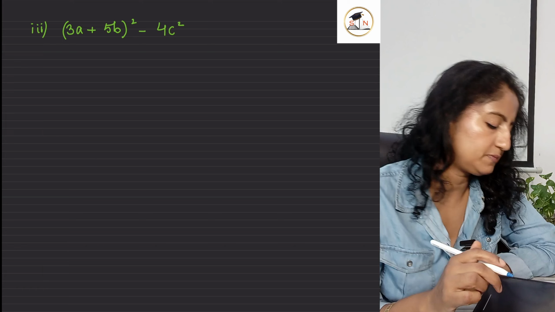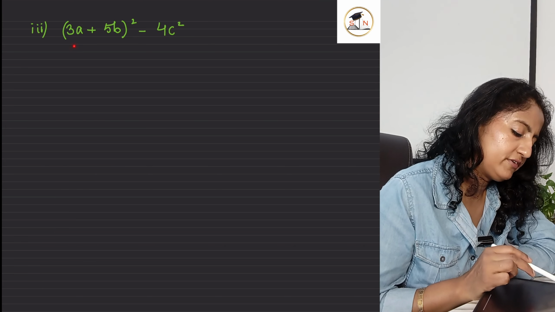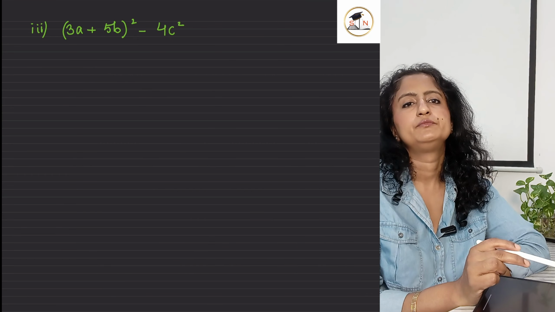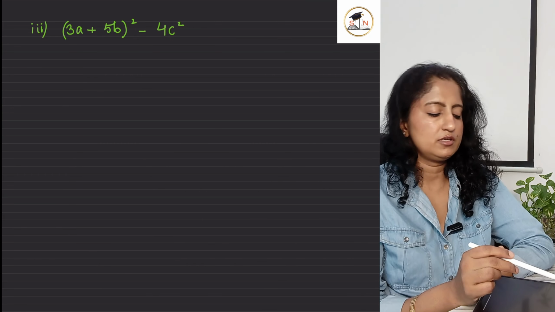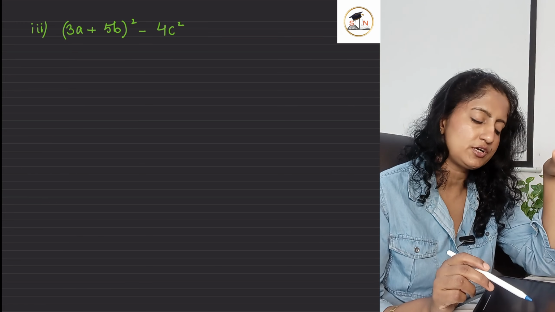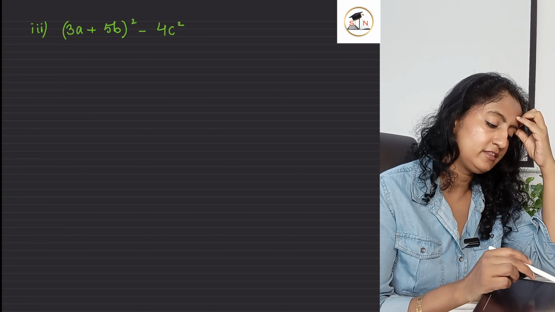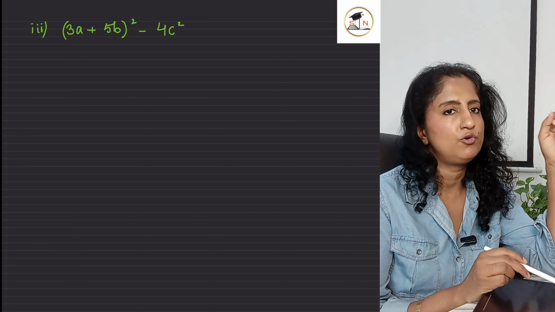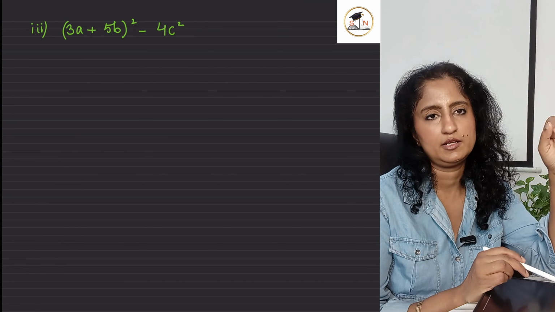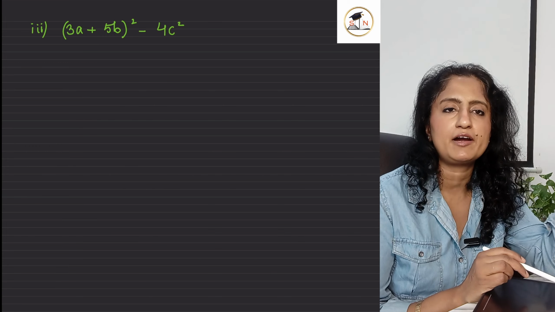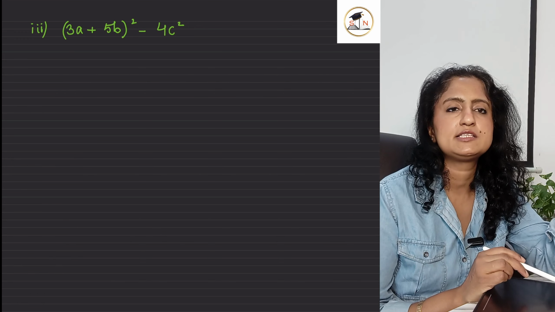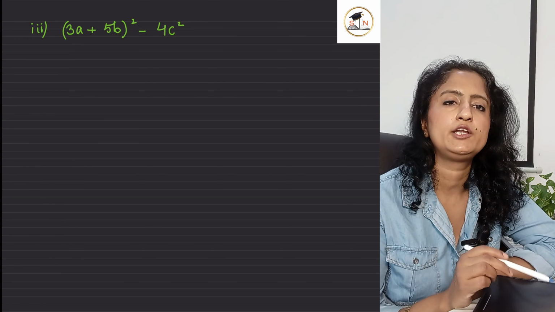Now the next part, we have 3a plus 5b whole square minus 4c square. What you can see in this question, there are 2 ways to do it. Okay, and the 2 ways are, if you start by applying the first identity in the first bracket, that is a plus b whole square, then you will expand it, and after that you are left with 4c square. But we will not be able to factorize it. We can simplify that using that method. However, for factorization, you have to use the third identity over here.